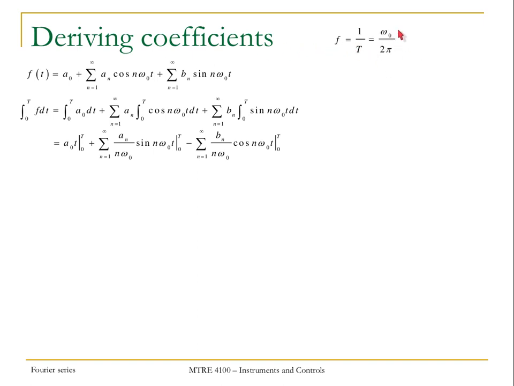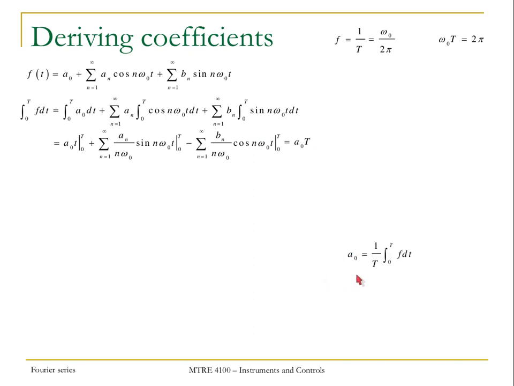And that's equal to omega naught over 2 pi. Now, that gives us that omega naught times T is equal to 2 pi. So whenever we're doing these evaluations, we're looking at sine of 2 pi minus sine of 0. So the integral of cosine from 0 to 2 pi is 0. And here we have the integral of sine from 0 to 2 pi, so that's 0 also. What we're left with then is a naught times period T.